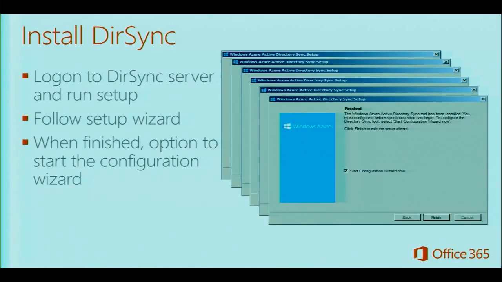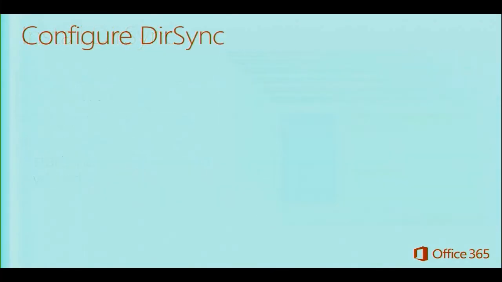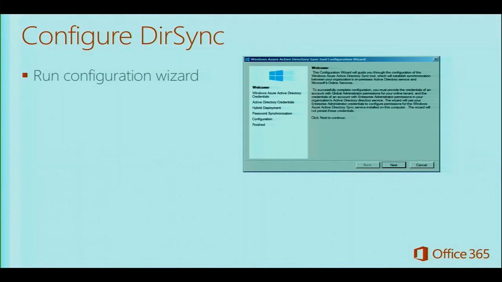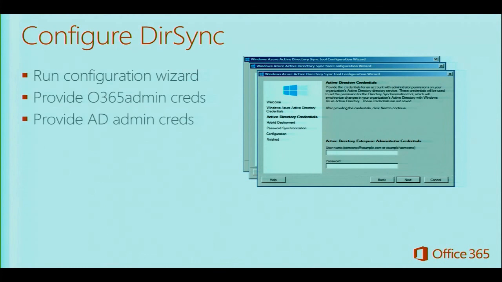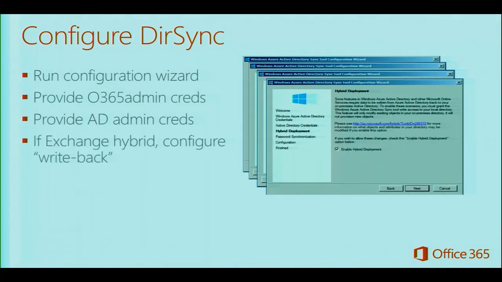Installation will be complete. You can start the configuration wizard, and then at that point, you're ready to run through yet another set of dialogs where the wizard gets configured. You'll provide your credentials for Office 365. These would be your admin credentials. You'll provide your on-premises AD admin credentials. And again, all of these are secured, so you don't have to worry about them being hacked or stolen from this DirSync appliance. If you're in Exchange Hybrid, you would have to check Enable Hybrid Deployment, and that will trigger that write-back process that I talked about earlier.